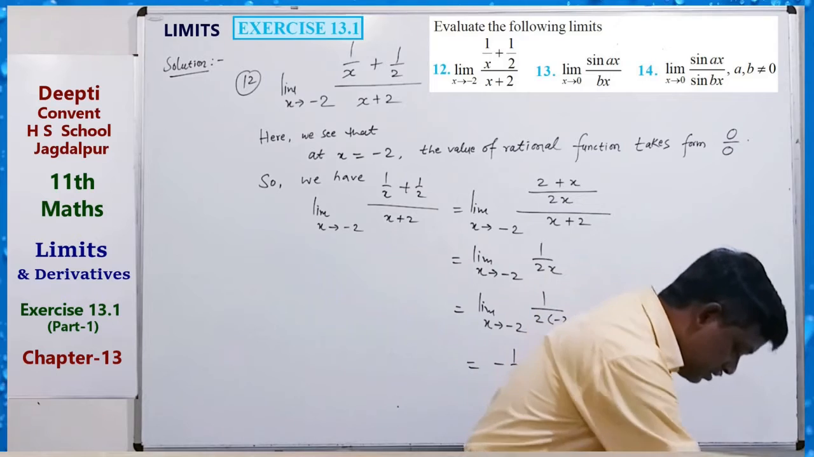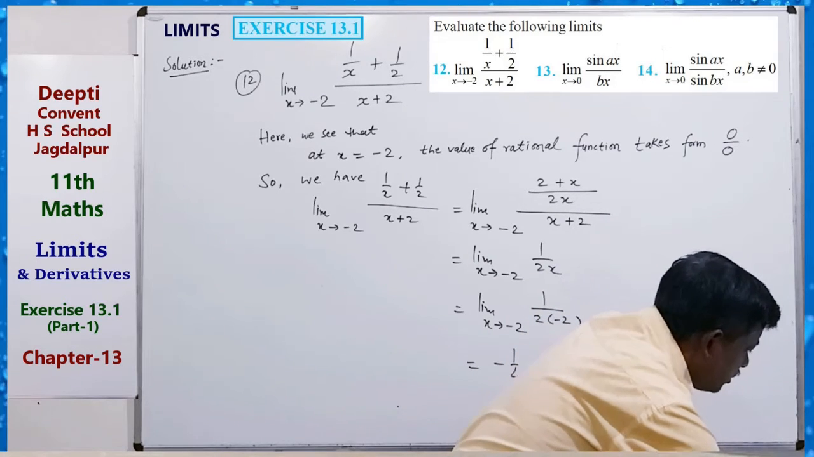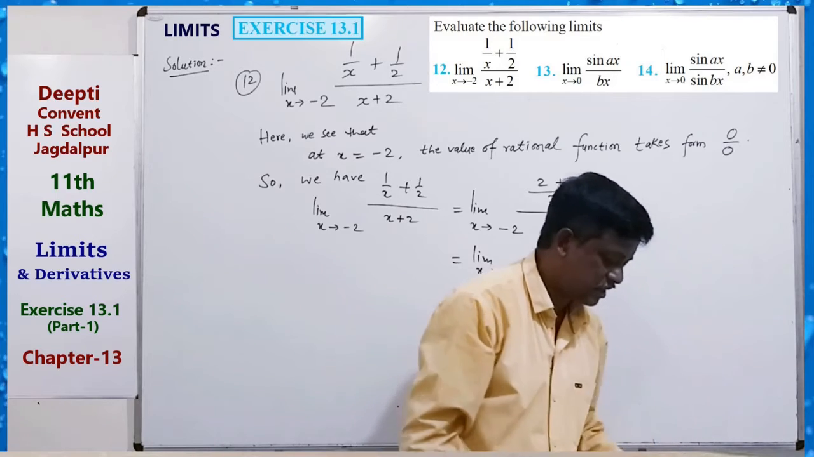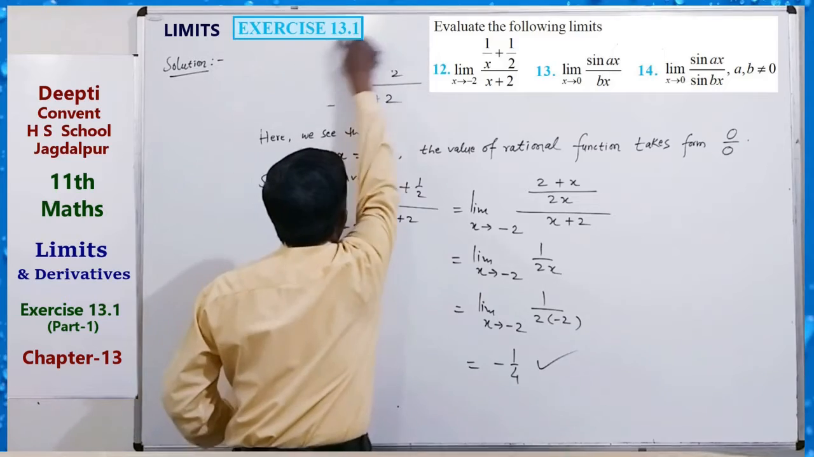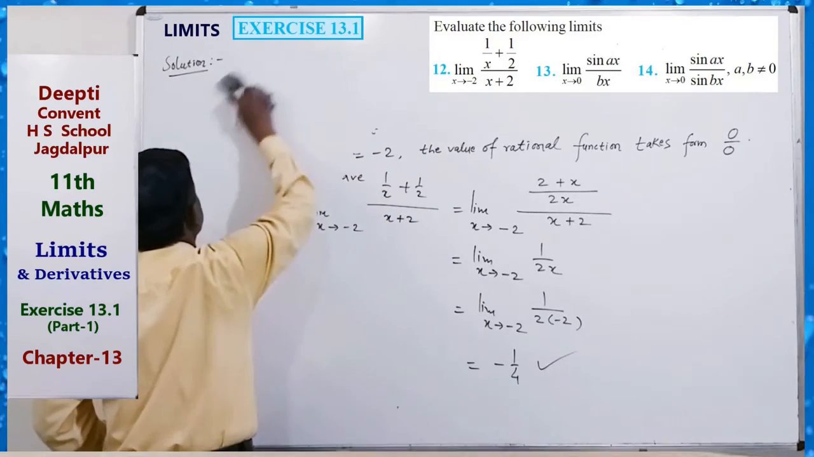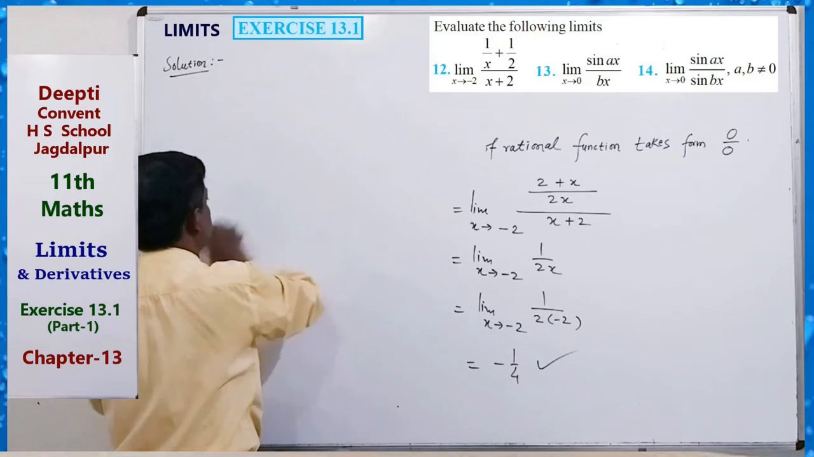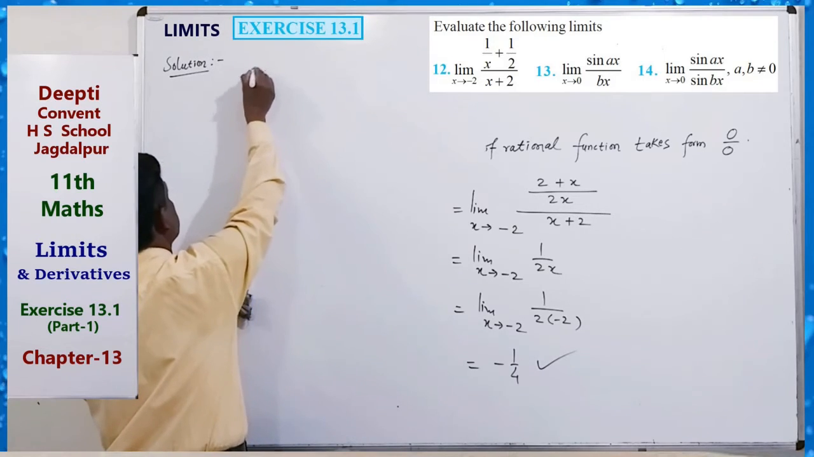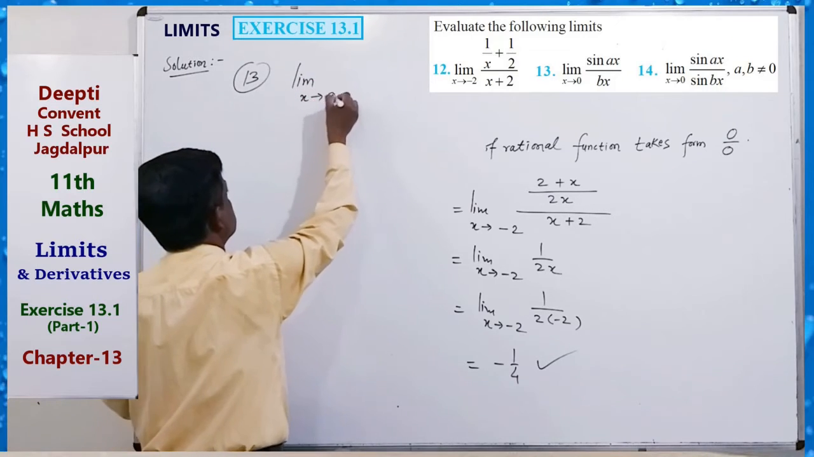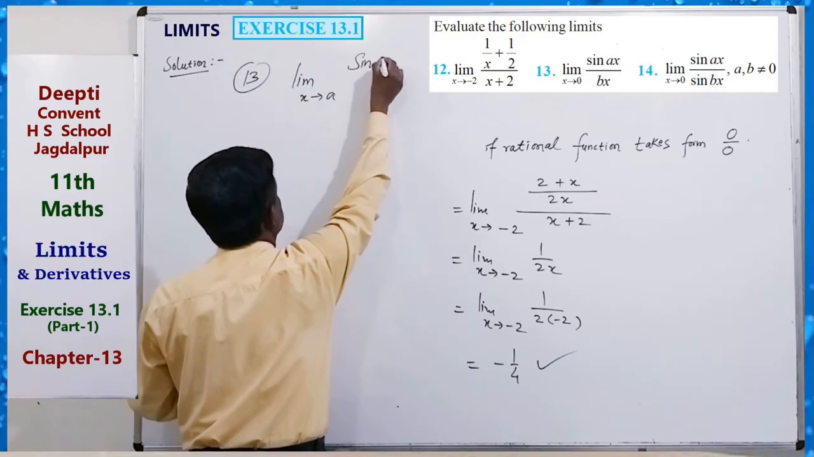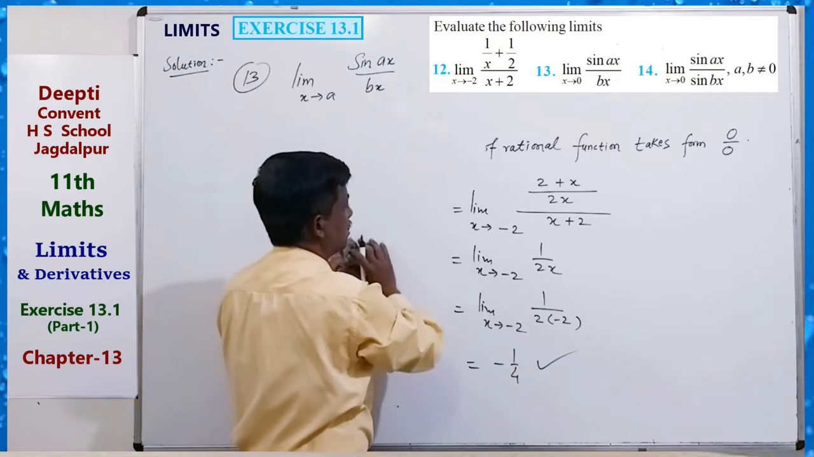So question 12 has the limit minus 1 by 4. Next, question 13: limit of sin ax by bx, x tending to 0.